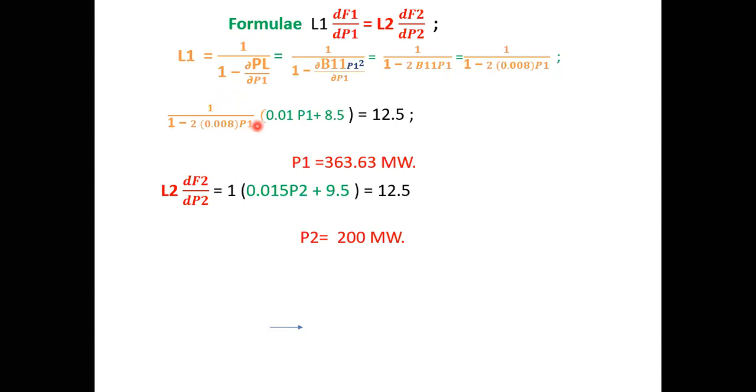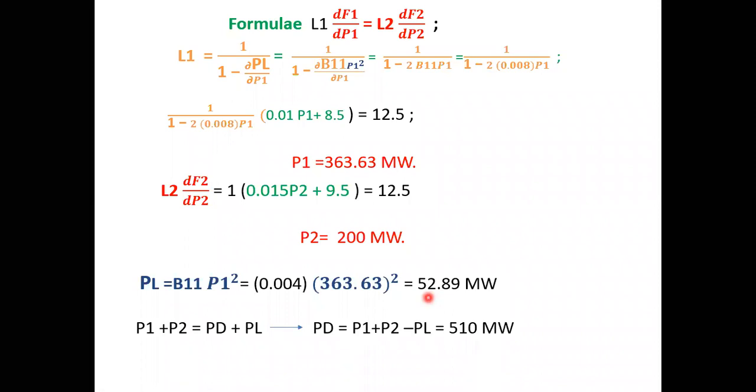Once you know the P1 value, substitute this P1 value in the L1 expression. Then you will get the L1 value. And similarly, how can you find the PL value? We know the expression for PL, that is given by B11 into P1 square. We know the B11 value, and just now we got the P1 value also. Substitute, then you can get the PL value also.